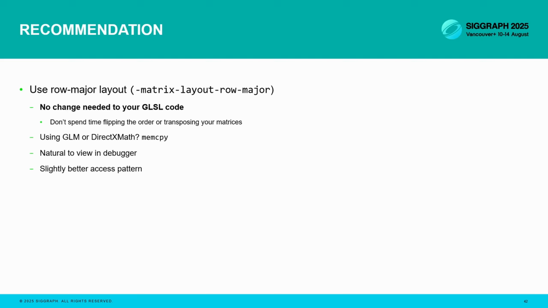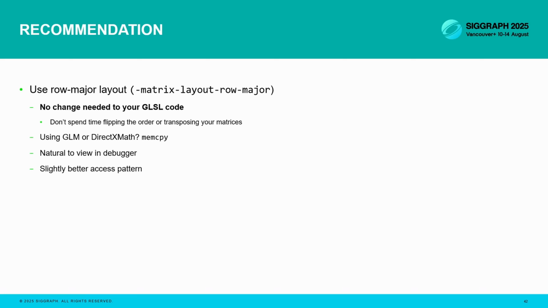If you're using the GLM or DirectX math libraries, you can memcpy the matrices to memory. There's no need for transposition. And row major CPU matrices are natural to view in the debugger and have slightly better access patterns from the GPU. So basically, specify row major and then don't touch your code.